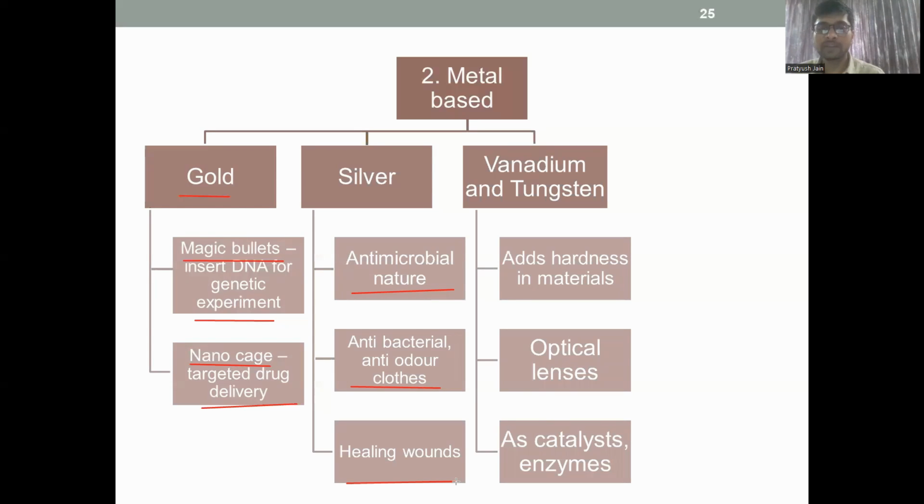Vanadium and tungsten. Vanadium and tungsten nanomaterials can be used to add hardness in materials. They can be used in optical lenses. They can be used as catalysts and enzymes.